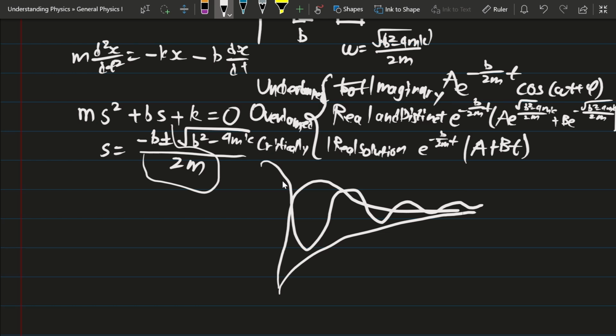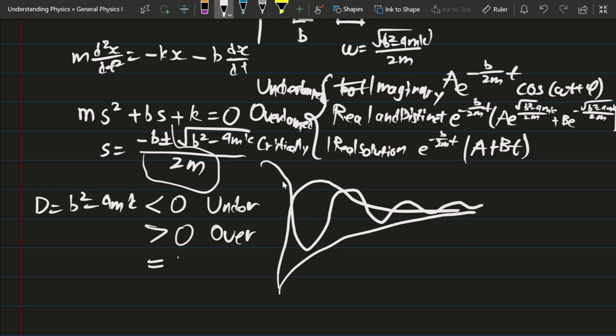How do you define which one is imaginary and which one is real? The main thing is from understanding the discriminant, which is b squared minus 4mk in here. For an underdamped solution, if it's less than 0, that means the solution will be imaginary. If it is greater than 0, it is over. And if it is equal to 0, it is critical. So that's the thing to remember for a damping system.